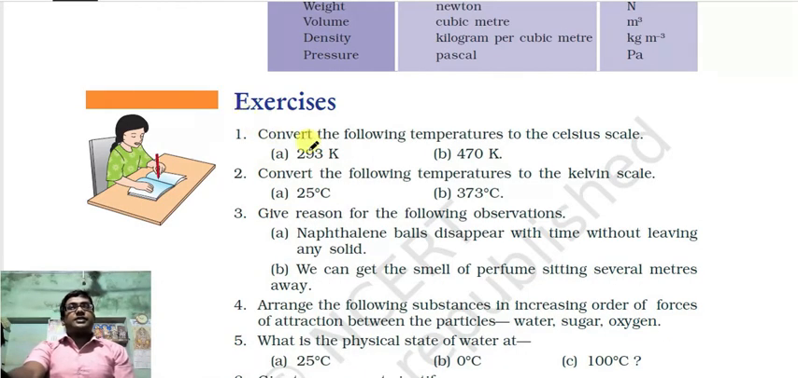Now I am discussing the exercise question answers, the MCQs given here. See here, first question: convert the following temperature to the Celsius scale. 293 Kelvin is given in Kelvin. If we want to convert from Kelvin to Celsius, then we have to subtract 273 from this number. Then we will get the value in Celsius scale. Next, convert the following temperature into Kelvin scale. How can I convert temperature into Kelvin scale? By adding 273 to this number, we will get the temperature in Kelvin scale.